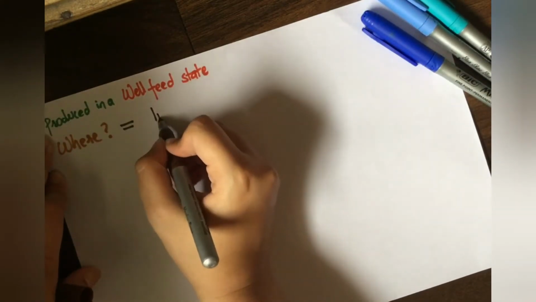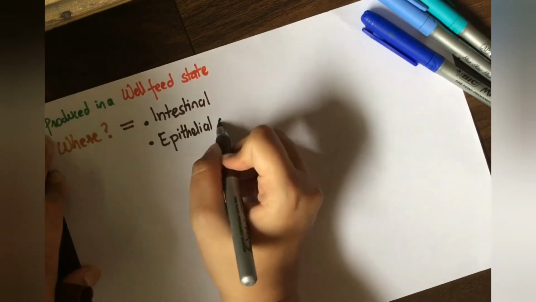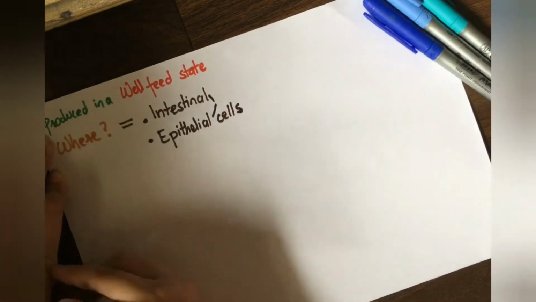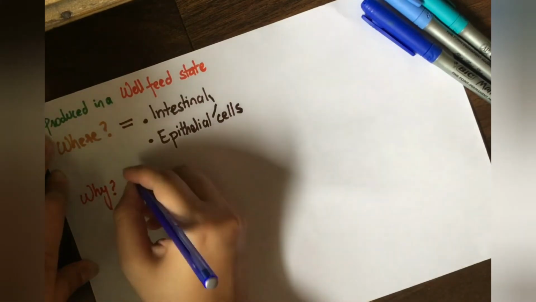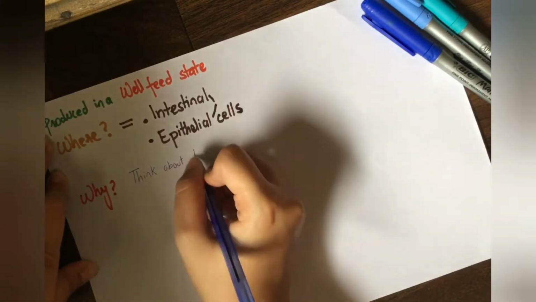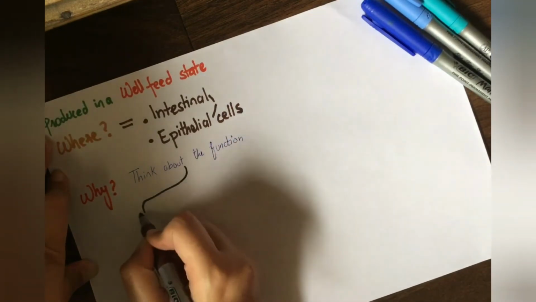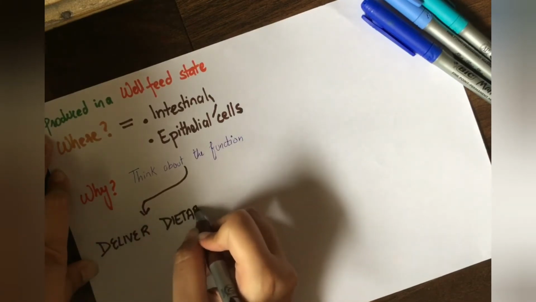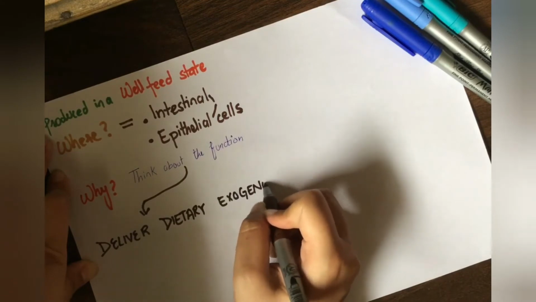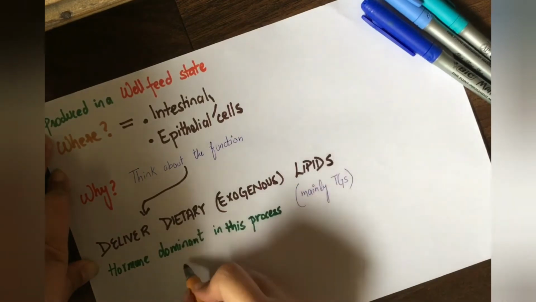They are produced in a well-fed state, where that is intestinal epithelial cells. And why is that so? Think about its function. The conclusion can be made, which is very simple, and that is they deliver dietary lipids, which is an exogenous process. The hormone being dominant in this process is, any guesses? Insulin.